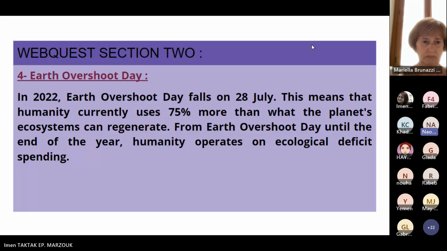Earth Overshoot Day. In 2022, Earth Overshoot Day falls on 28 July. This means that humanity currently uses 75% more than what the planet's ecosystems can regenerate from Earth Overshoot Day until the end of the year. Humanity operates on ecological deficit spending.